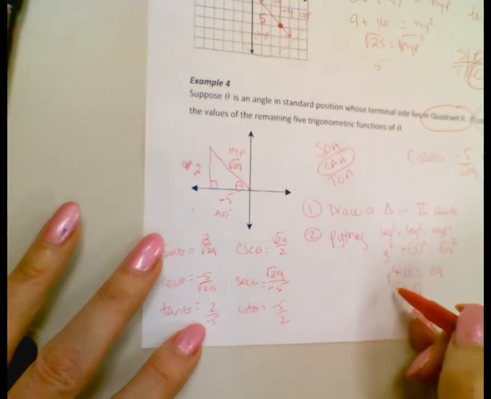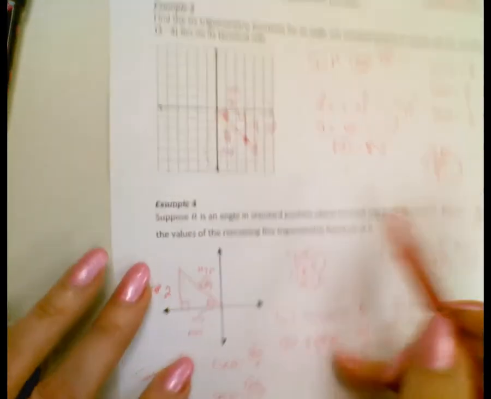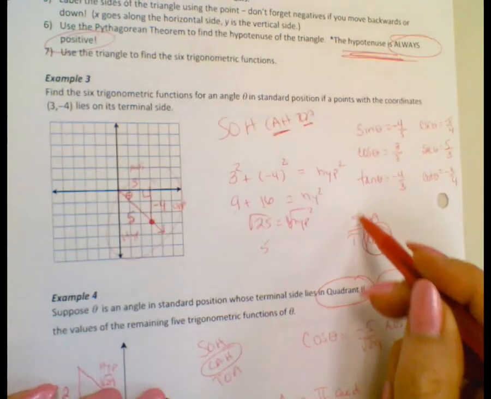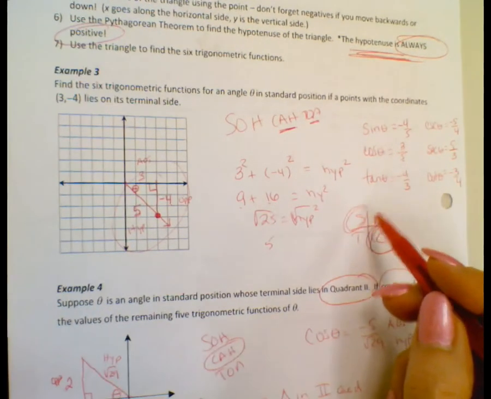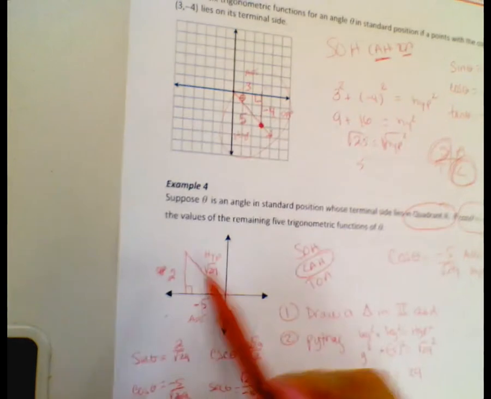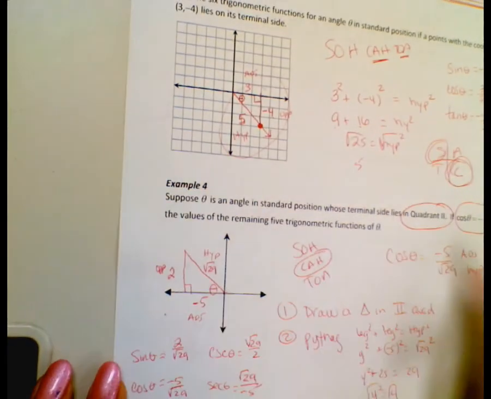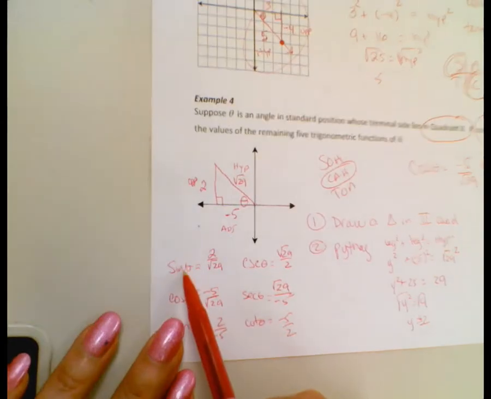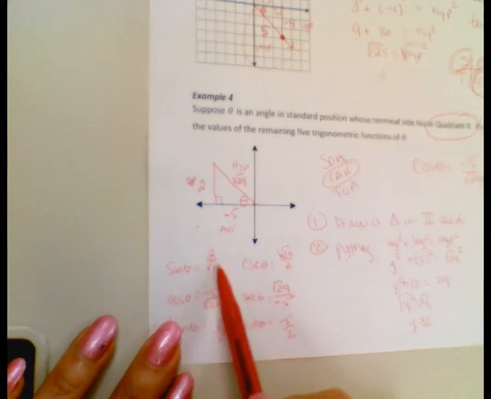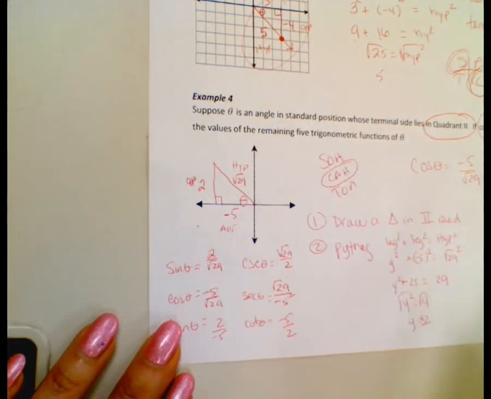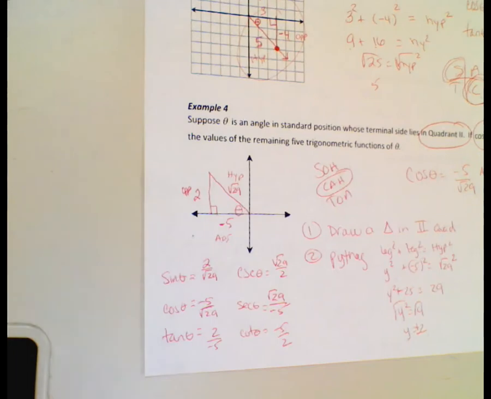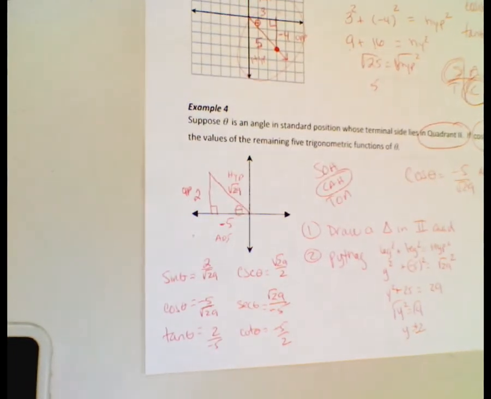Let's double check our "All Scholars Take Calculus." Now we're in the second quadrant, where only sine is positive. Notice in this quadrant, only sine and its reciprocal should be positive. See how they're both positive? And the other 4 should be negative. That's your notes for Wednesday, 4/25.